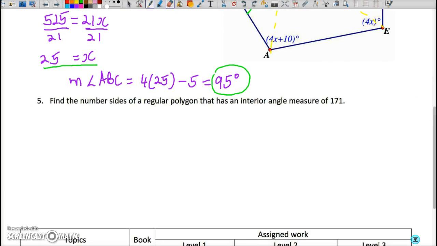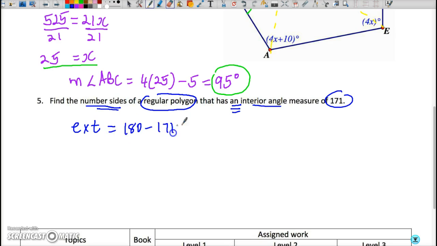Okay, on to the last example with about a minute to spare. This question is asking for the number of sides. Again, pick out the key information. It is a regular polygon, and we are given the measure of an interior angle, and that's 171. Again, I'm going to use the efficient method this time. If an interior angle is 171, that means the exterior angle is going to be 180 minus 171, which is 9 degrees for the exterior angle.